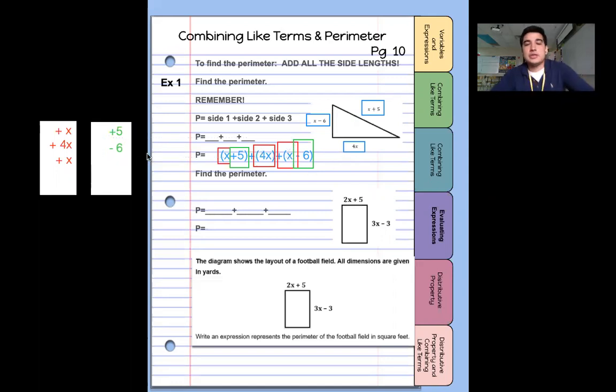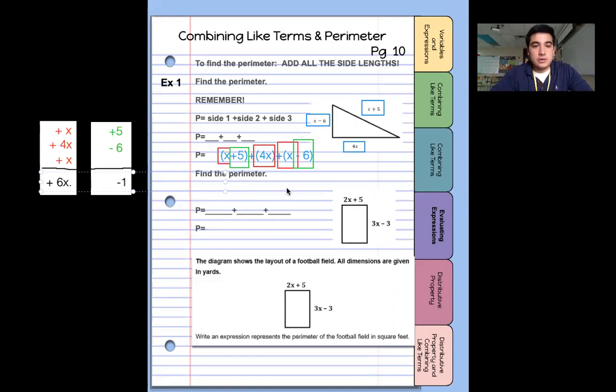So now I'm going to add up each classroom and write my final answer. So over here, so when I add up my x's, remember we draw the line across, and I'm going to add them up. Okay, so when I add my x's, I have 1x plus 4x's plus 1x plus another x. So that gives me plus 6x. Okay, so I get 6x over here. And then when I add my constants, I get plus 5 minus 6, which gives me minus 1.